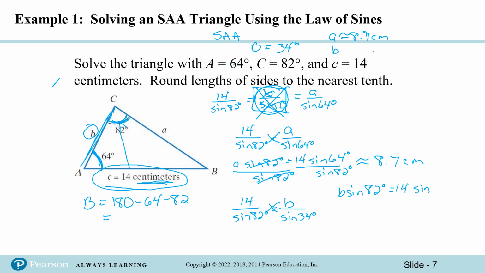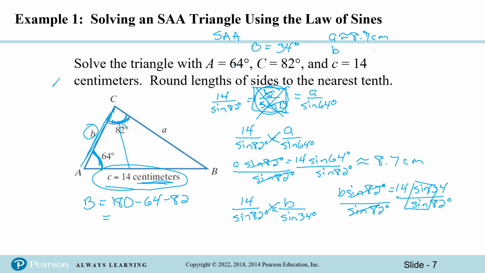sine 34, and divide by the sine of 82. I do want to caution you. This right here is a function, right? So a lot of people see that you have a sine on top and a sine on the bottom. We'll just cancel out the sine, and we should be good.